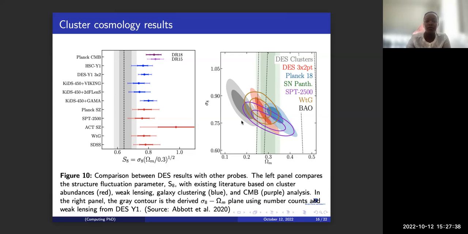And on digging deeper into why they got very low cosmological parameters, they realized that when they omitted clusters with low richness, that is low mass, the discrepancy was reduced. So it was somehow converging to other results that were done by other people.